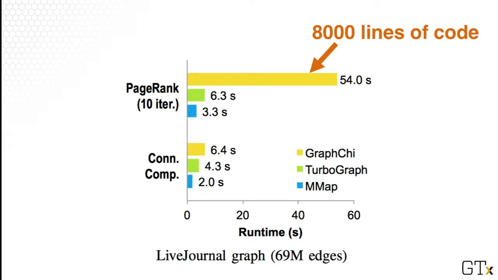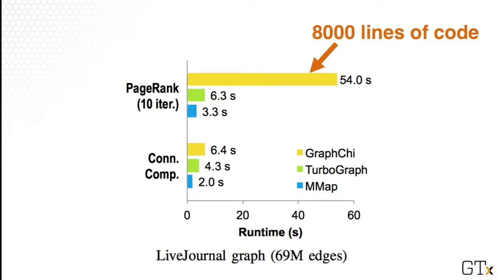At the top, we are looking at the speed of running 10 iterations of PageRank on this graph. For MMap, it takes only 3.3 seconds, while for other techniques like GraphChi it takes about 54 seconds, and for TurboGraph, 6.3 seconds. So it's a dramatic improvement over GraphChi. Also notice that GraphChi is a pretty big library, with about 8,000 lines of code. For MMap, because the implementation is really simple, we only need one function call to map the edge list file into main memory, so the actual number of lines of code is only about a low 100.